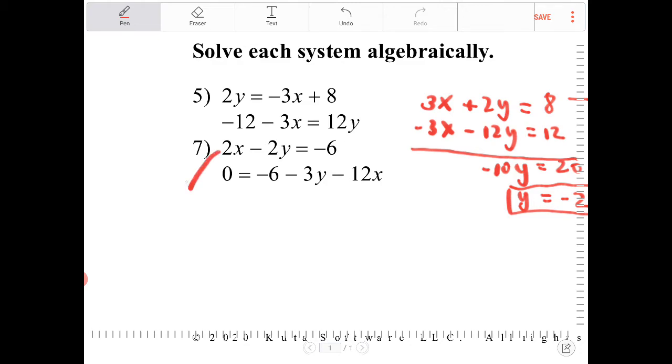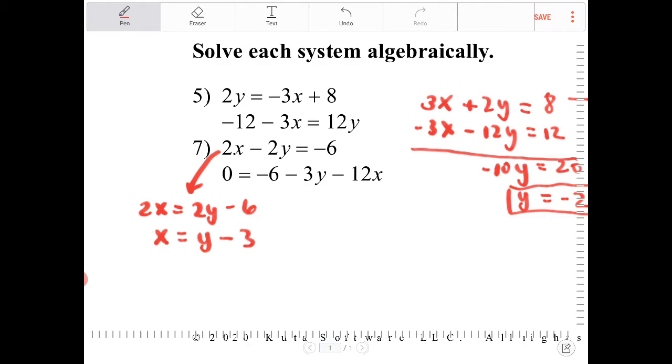So here, what I'm going to do is take that and isolate x. So if I isolate x, I end up with 2x is equal to 2y minus 6. I want to divide both sides by 2. We end up with x is equal to y minus 3. So this is what x equals.